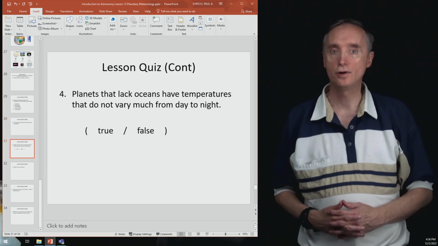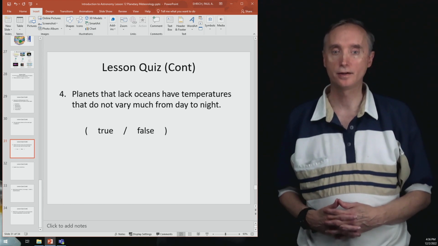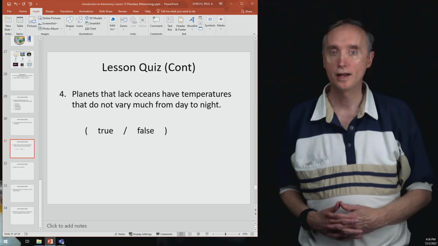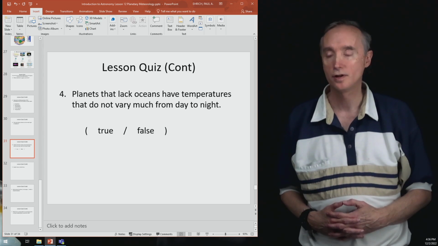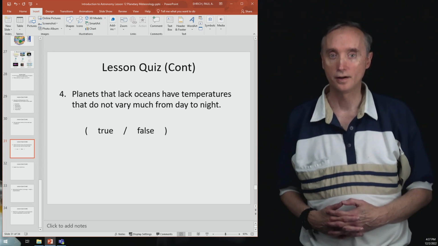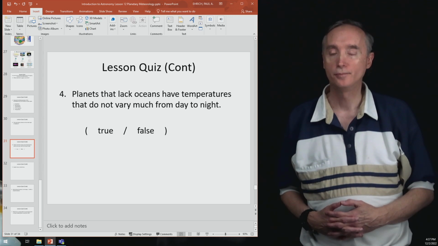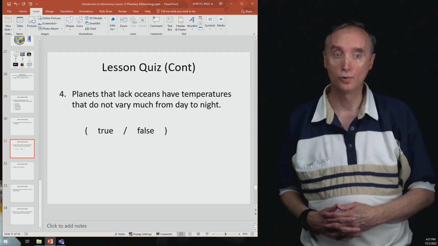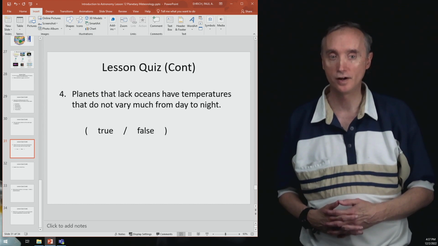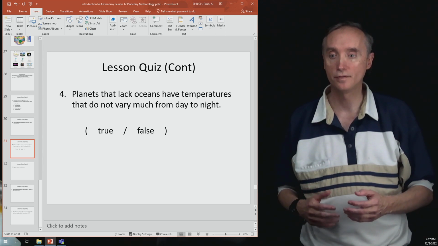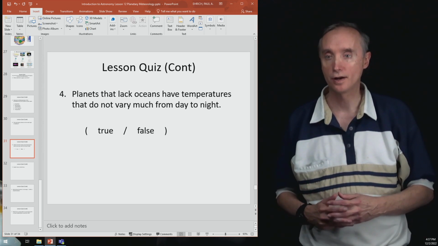Planets that lack oceans, so think about that like, for example, Mars. Planets that lack oceans have temperatures that do not vary much from day to night. That is false. They do. So a planet like Mercury or the Moon or Mars does have temperatures that vary a lot, and that is because of the lack of water to moderate the climate.